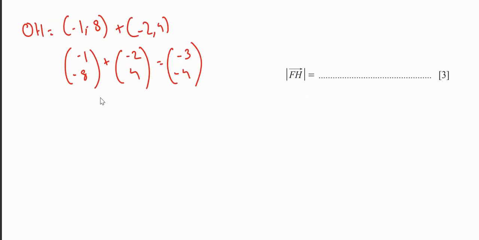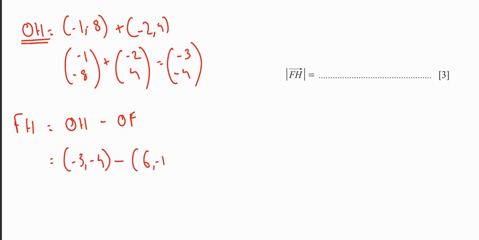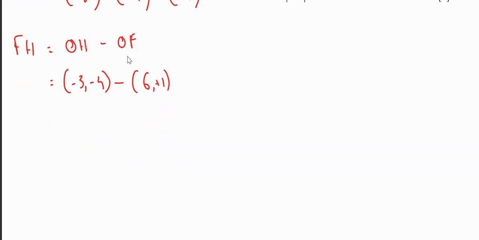Now we will find FH, which is OH minus OF. We did find OH, right? So we can use the value. That's the reason we found OH. So it becomes (-3, -4) minus (6, -1), which is (-3, -4) minus (6, 1)... so it becomes (-9, -5).